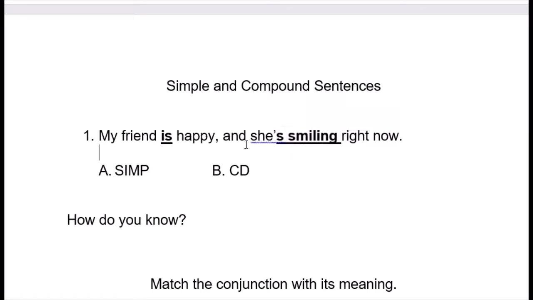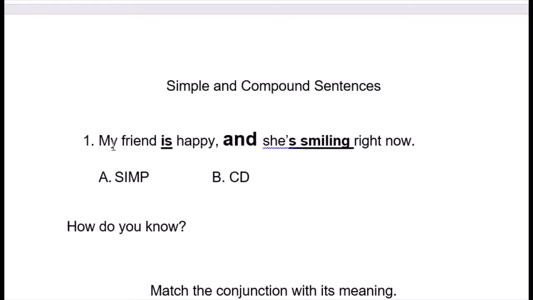Okay, so what's the conjunction? And, okay. How many subjects, how many clauses are in this sentence? So let's put a clause here. We have "my friend is," and we have "she is smiling." So 2 clauses, conjunction, this must be a compound sentence, okay? So yes, you can mix verb tenses sometimes.